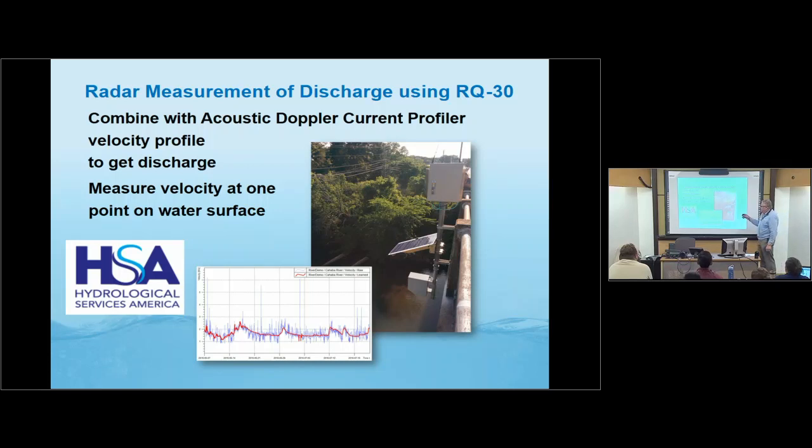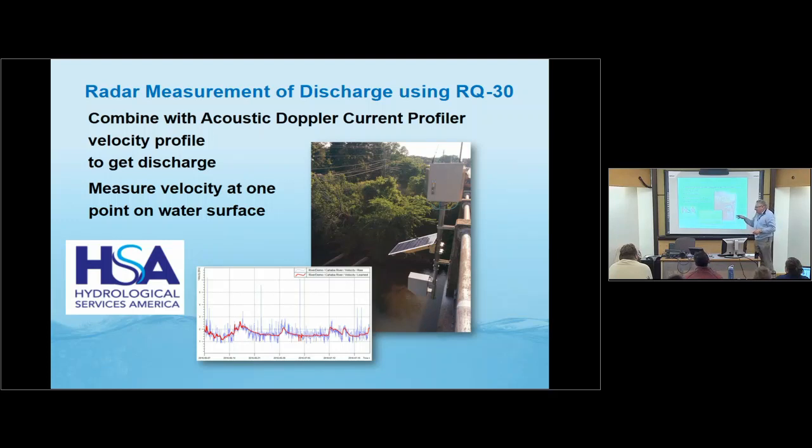What it does is that it measures the elevation down to the water. One beam goes straight down, and another one goes out onto the surface of the water, and when there are little ripples on the surface, there's a kind of a Doppler effect, and it bounces back, and it can measure the velocity at that point on the surface with this Doppler effect.